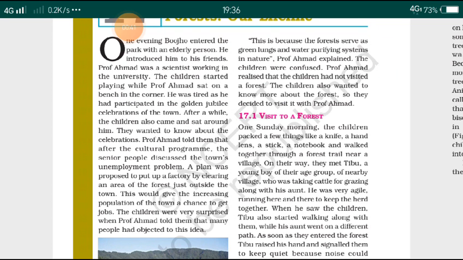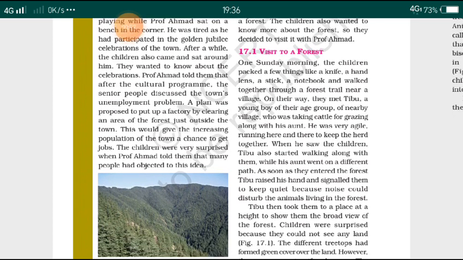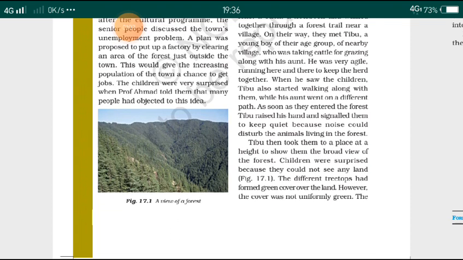He was tired. He had participated in the Golden Jubilee celebration of the town. Professor Ahmed told them that after the cultural program, the senior people discussed the town's unemployment problem. So this is the meeting about the unemployment problem. Then he went to visit the forest and he met a village boy, Tibu.